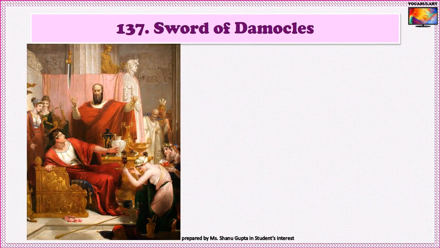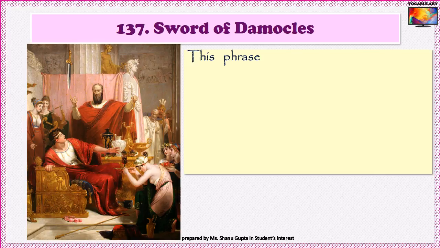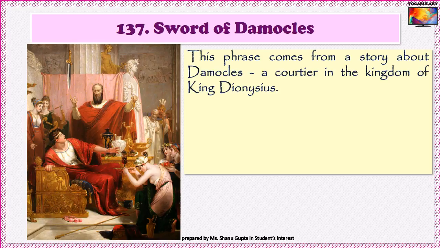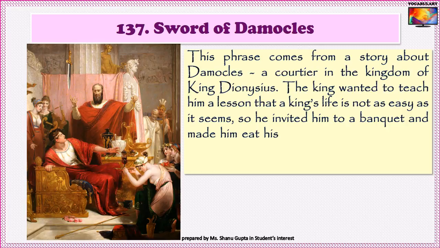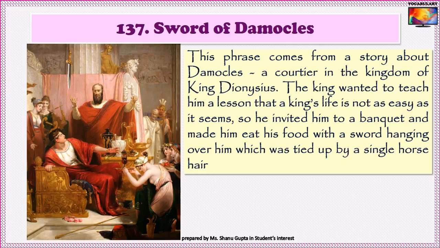Sword of Damocles. This phrase comes from a story about Damocles, who was a courtier in the kingdom of King Dionysius. The king wanted to teach him a lesson that a king's life is not as easy as it seems. So he invited him to a banquet and made him eat his food with a sword hanging over him. This sword was tied up by a single horsehair, so it could break any time. And obviously, Damocles, who was sitting underneath the sword, could not enjoy his food because of that fear.